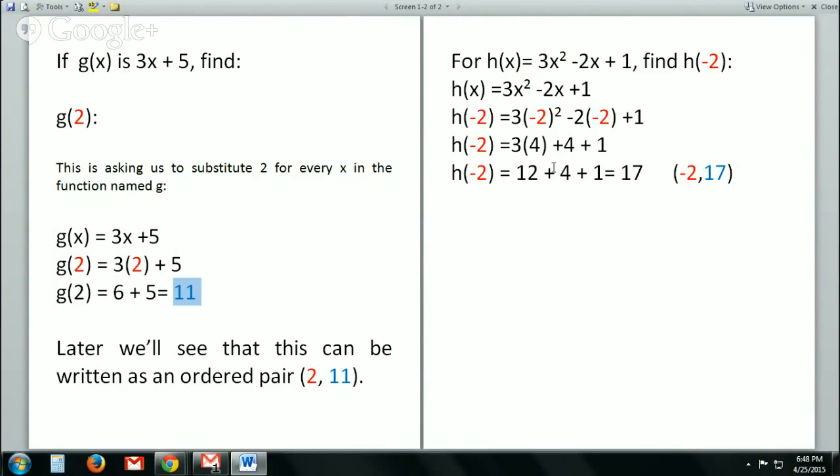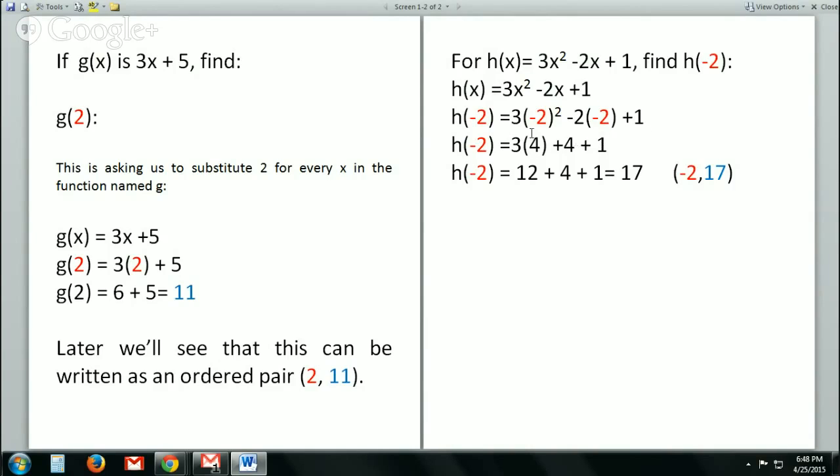For h of x, that is equal to 3x squared minus 2x plus 1, now we're asked to find h of negative 2. It's always a good idea as you substitute to use parentheses so that you are careful about signs and careful about order of operations. You can see that as I've substituted negative 2, I've put it in for each of the x's. Here is negative 2 in the place of this x, and in place of the other x, here is negative 2 again. Now let's evaluate this.